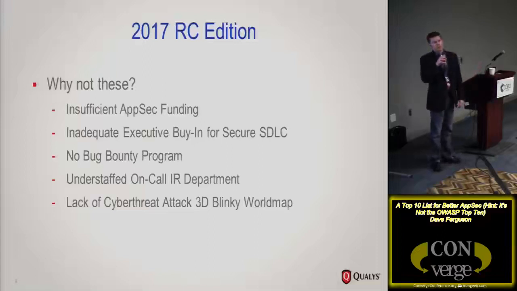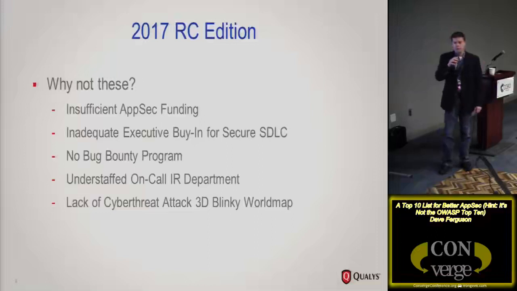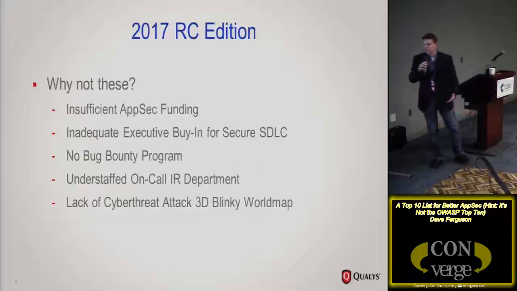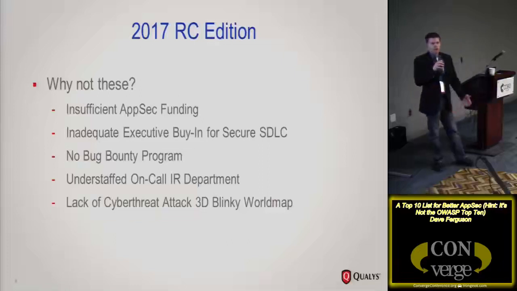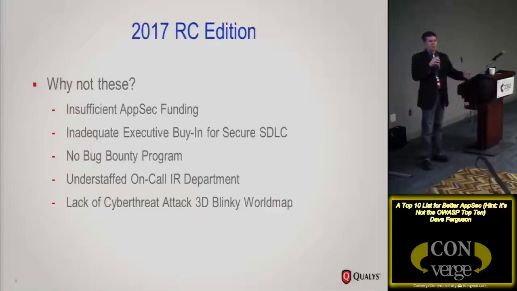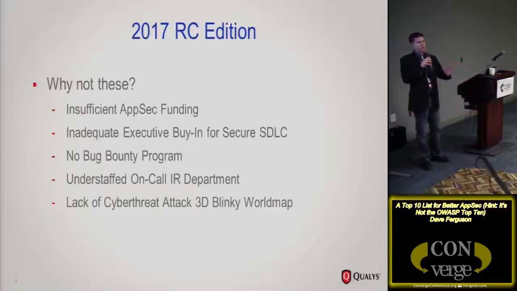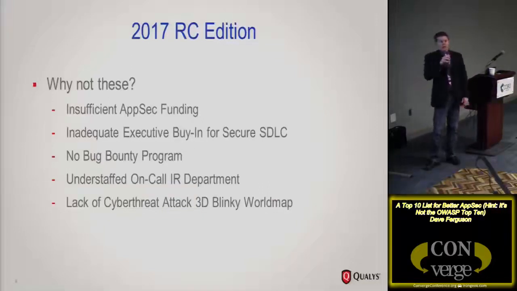These are all sort of factors that go into securing applications. So should they be on the OWASP top 10 also? No bug bounty program, understaffed on-call IR department, lack of cyber threat attack 3D blinky world map. All these could be risks that could be part of the OWASP 10. Okay, the mission of the OWASP 10 is not real clear right now. So we'll see how the comments work out.